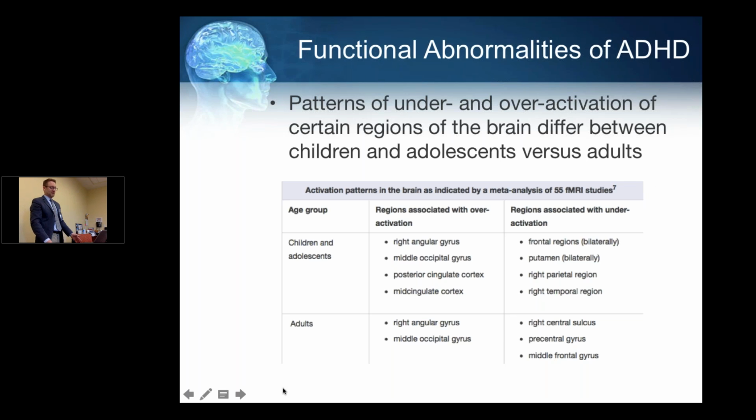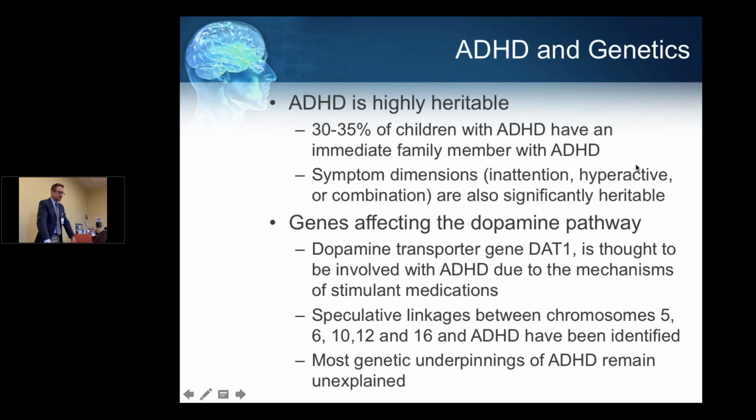So genetics, let's talk about genetics. 30 to 35% of ADD cases have an immediate family member with it, and specific dimensions are heritable. So impulsive dad, impulsive kid; inattentive dad, inattentive kid. Or mom. Messy purse mom, messy purse kid.